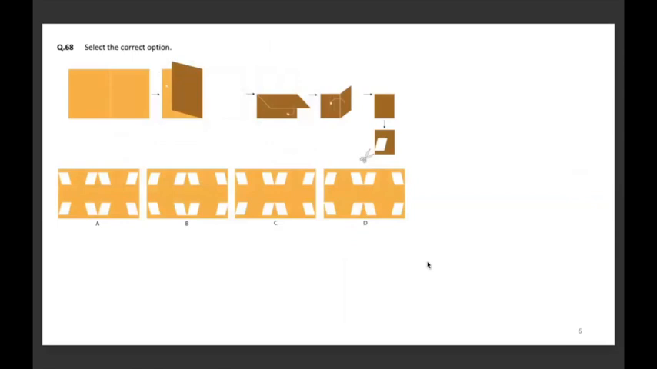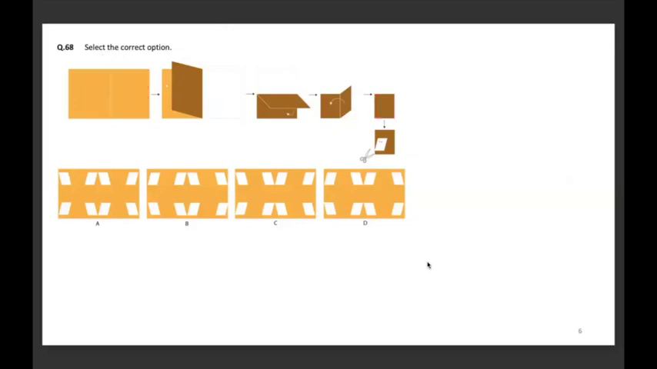Here, you're given a folding sequence. This is folded on this side, like this. Then this is folded downward like this. Then this is again folded on this side to form a square like this. Then we are cutting out one cutout here. After this, we are unfolding back to open up a complete rectangle like this. Now what we have to find is which of the options will be the answer, what the cutout will look like.